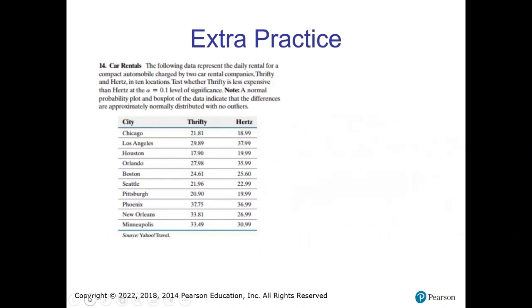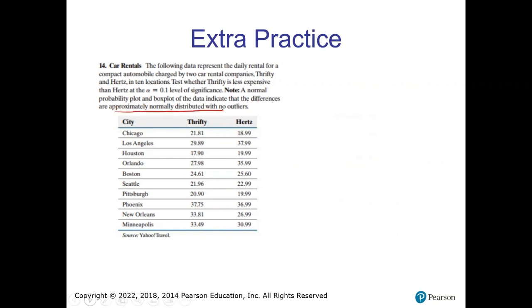The following data represents the daily rental for a compact automobile charged by 2 rental companies, Thrifty and Hertz, in 10 locations. Test whether Thrifty is less expensive than Hertz at the 0.1 level of significance. As noted, a normal probability plot and box plot of the data indicate that differences are approximately normal.